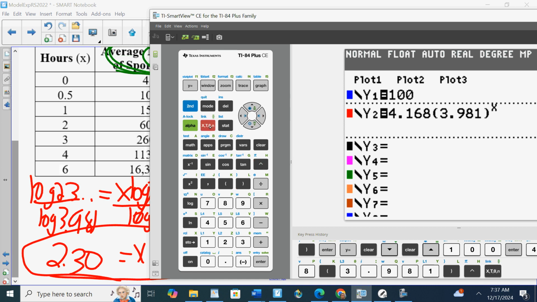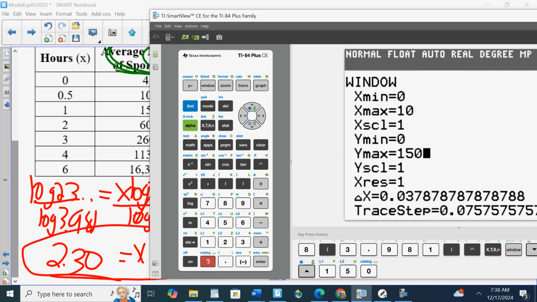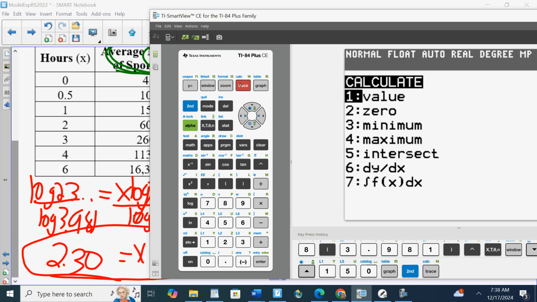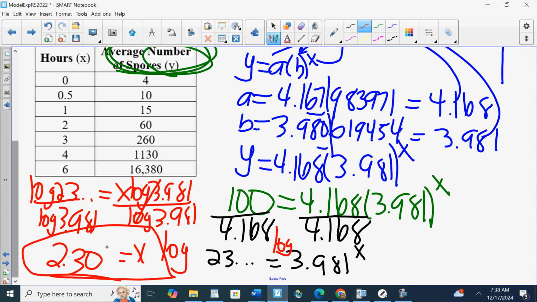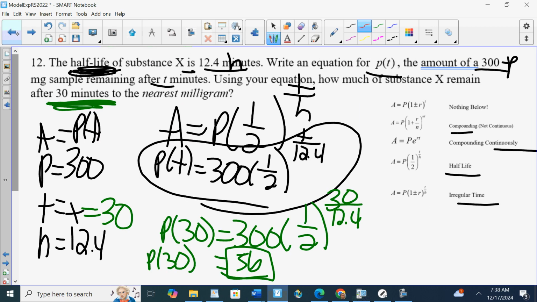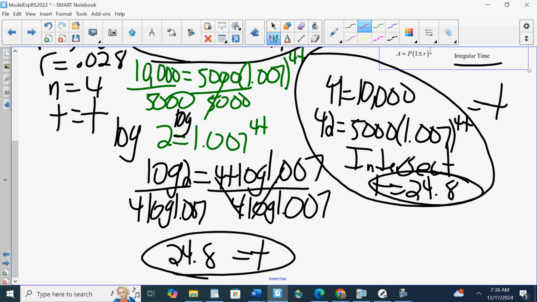I'm going to make my window, my y above 100. I'm going to go back to that 10. I'm going to go back to, I don't know, 150. Yep, I see the intersection. Second trace, intersect, enter, enter, enter. X equals 2.30. And if you're doing that, again, the work you need to show is y1, y2 intersect.